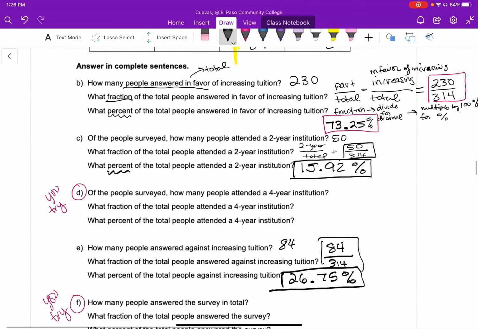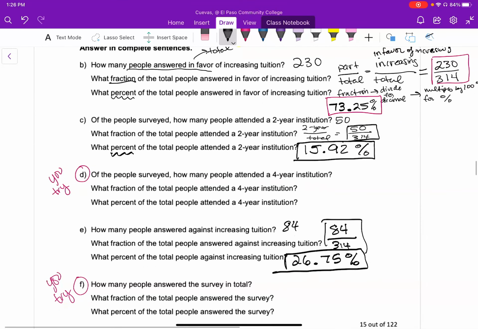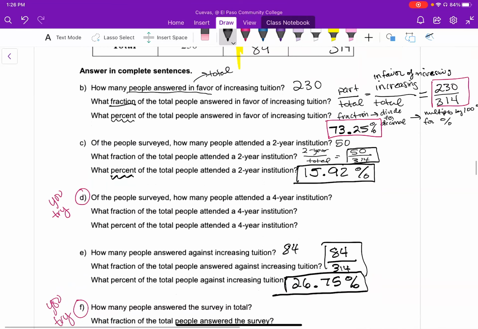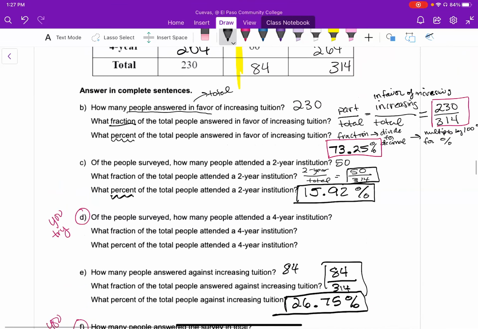Great. I hope that you got the hang of reading this, and I hope that you see the goal of how we're staggering these questions for you, and it becomes easy for you to create these fractions and these percentages. Like always, make sure you come into these student hours if you have any questions.